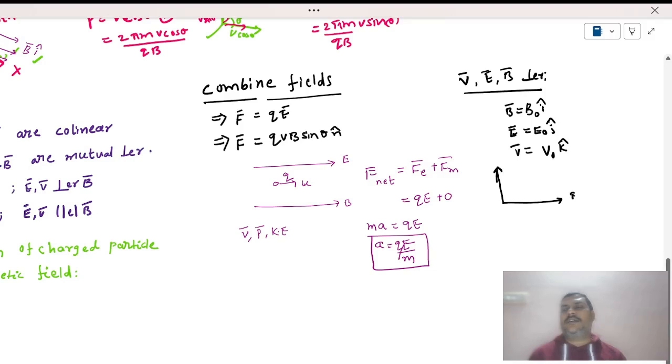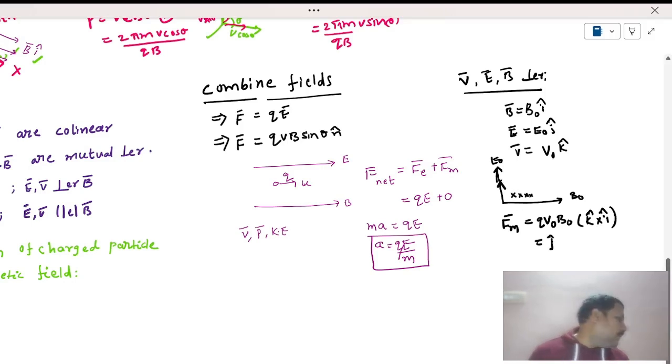So this is B naught, this is E naught, and velocity is projected like this, perpendicular into I projected. Now due to B, there is a magnetic force. Due to the magnetic field, the force is equal to Q into V naught B naught, K cap cross I cap. K cross I is equal to J, so that means it is along the electric field. So the electric field is J cap now.